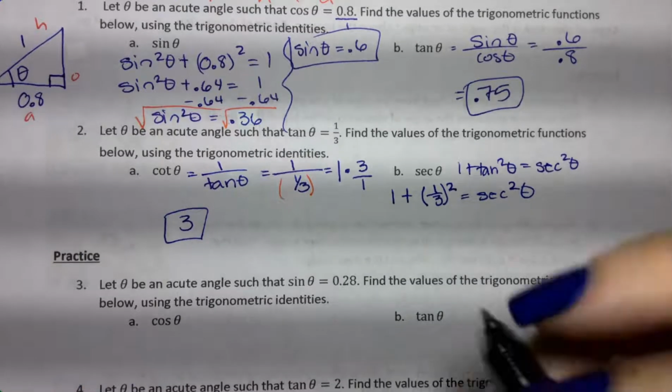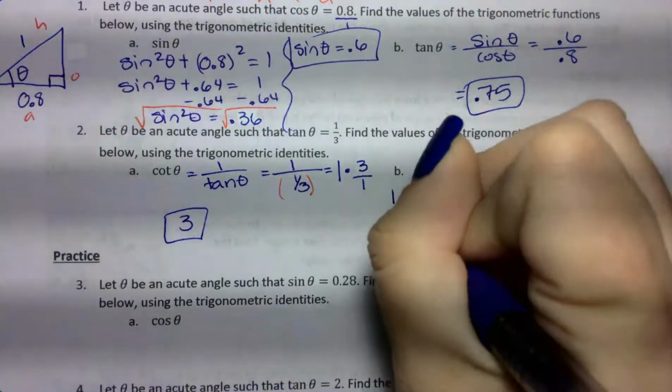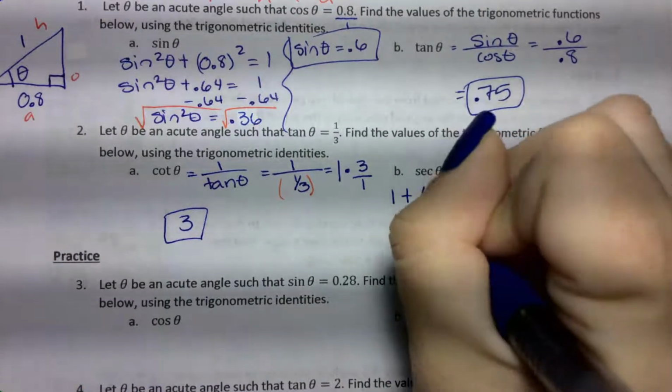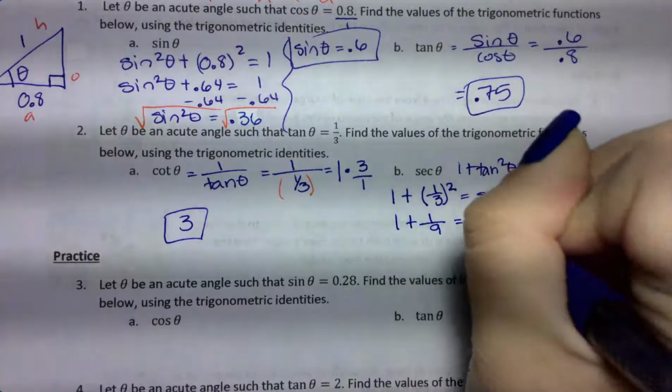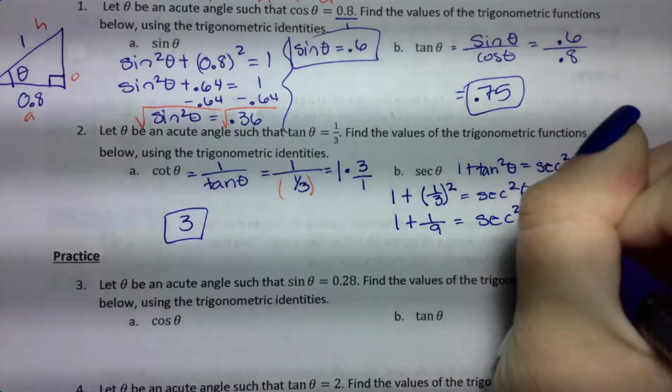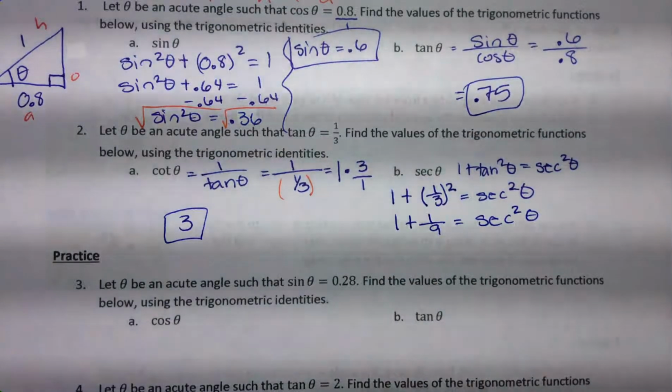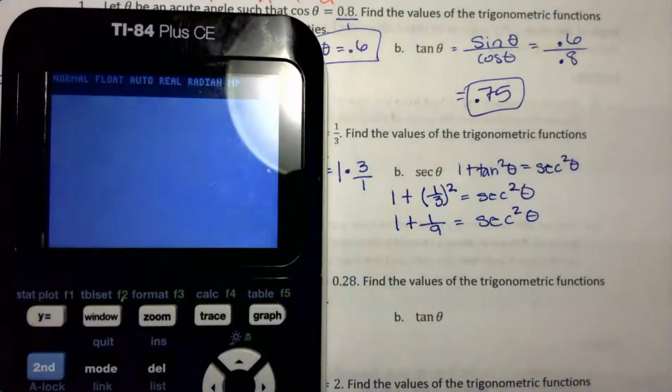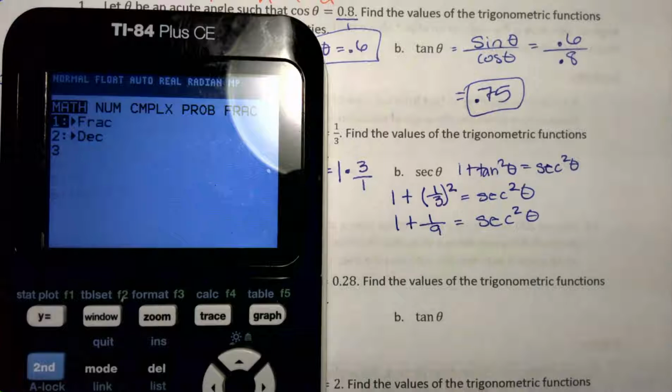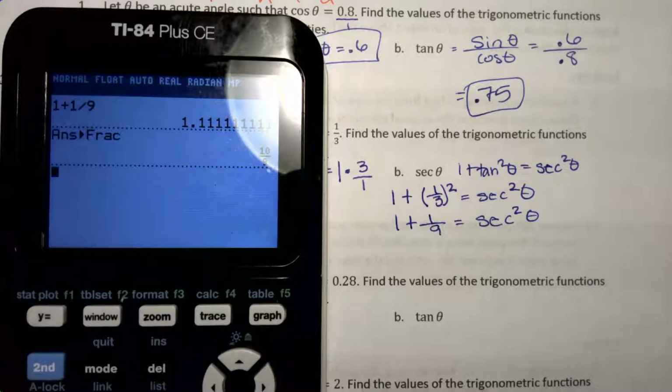I want to actually go ahead and solve this out. I have 1 plus 1/3 squared is the same thing as 1/9 equals secant squared theta. I'm going to go ahead and add those two on my calculator. 1 plus 1/9. If I go math, fraction, enter, gives me 10/9. I'm going to leave it like this for now.